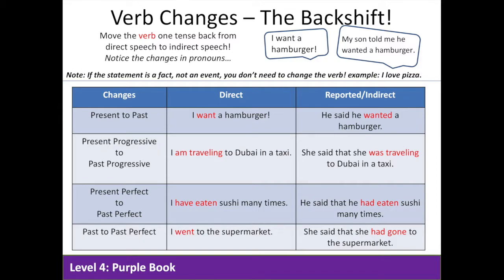Now, looking at the chart, we have the changes in grammar tense that you'll need to make on the left, an example of direct speech in the middle, and an example of reported or indirect speech on the far right. Looking at the changes, again, present tense goes to past, present progressive goes to past progressive, present perfect goes to past perfect, and past goes to past perfect. For reported speech, it's really important that you remember these backshifts. So take a moment to pause the video, look at the examples, try writing a few of your own.